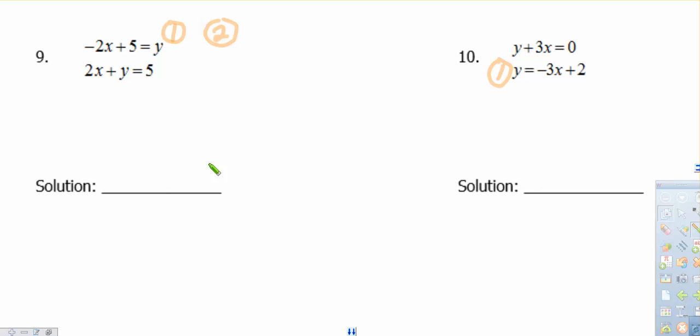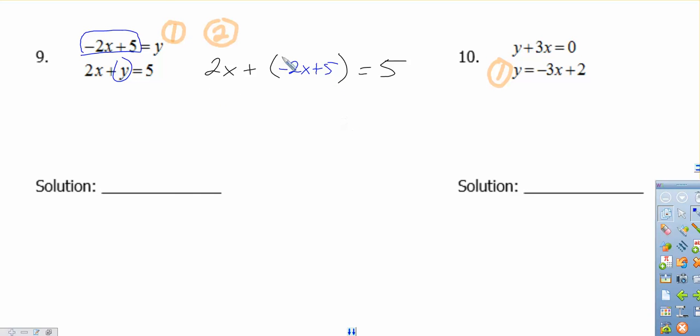So step 2, we're going to replace, so we're going to use this other equation, 2x plus y is 5. Okay, now replacing the y term with negative 2x plus 5, negative 2x plus 5. Combining like terms, we get 2x and negative 2x. The x's cancel out, so we get 5 equals 5.